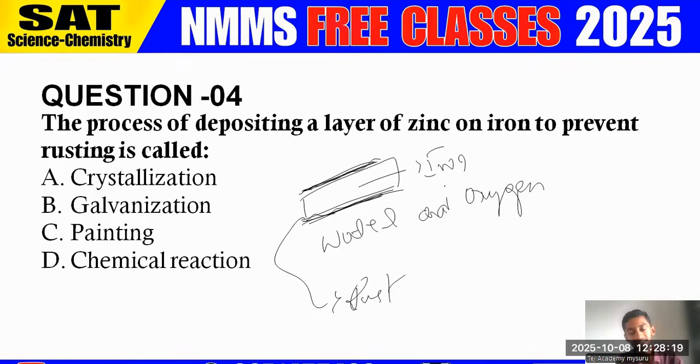Dear children, please remember the word galvanization. The process of depositing a layer of zinc on iron in order to prevent rusting is nothing but galvanization. I hope this question is clear. We will move on to question number 5.